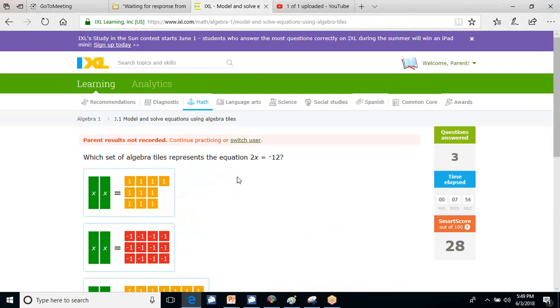Okay. Now the equation is 2x equal to minus 12. 2x equal to minus 12. So it can't be this one because there's no negative number here. 2x, let's count these. So this is 2x over here, x plus x. And then this is minus 1, 2.